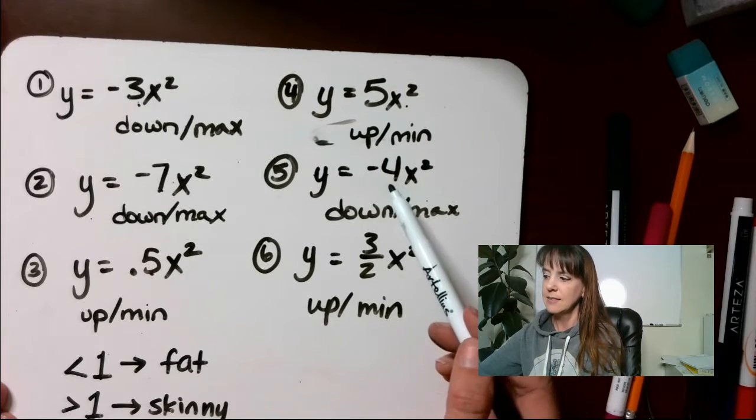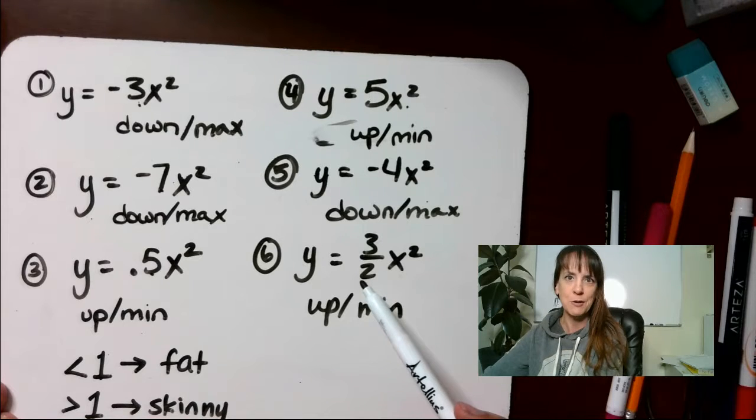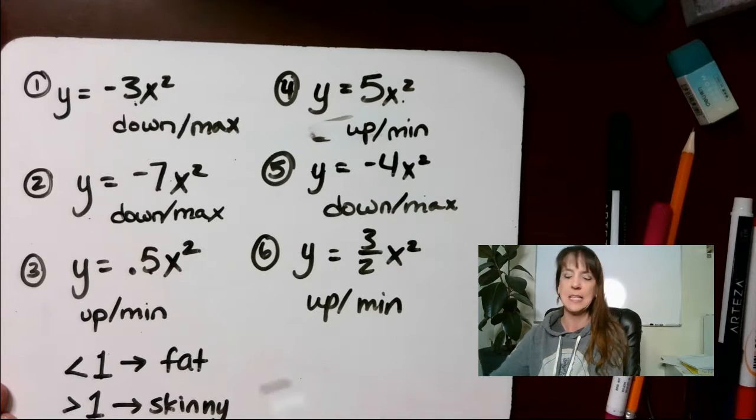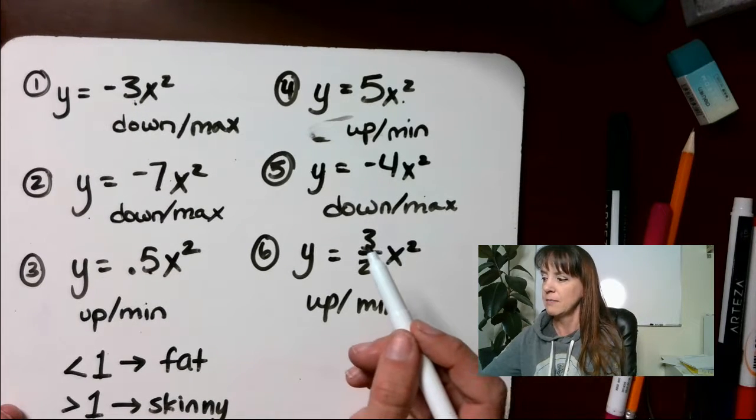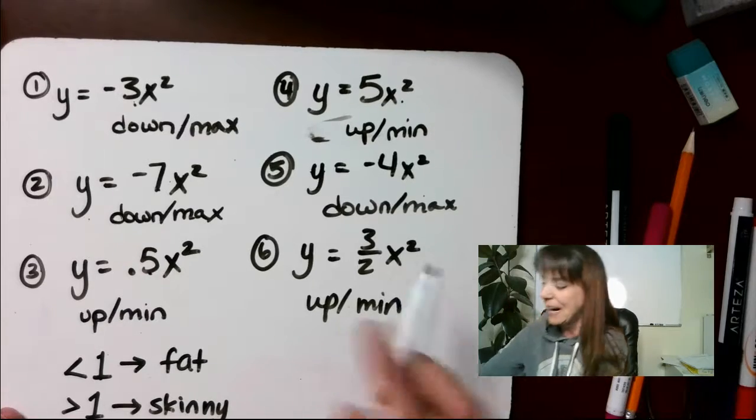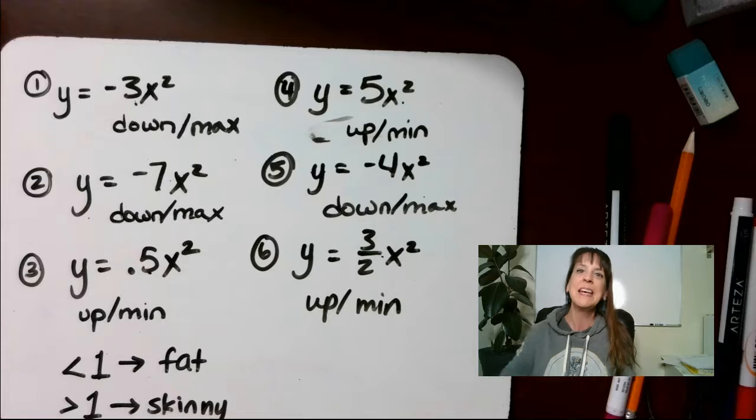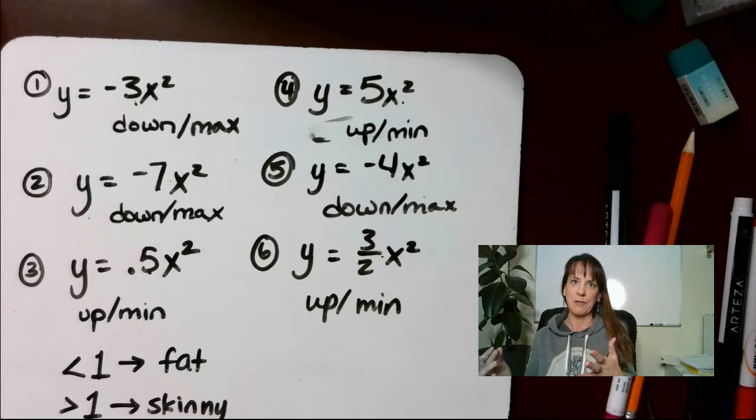This will be skinny, and this looks like a fraction, so you think it's less than 1, but remember, it's actually 1.5. This is an improper fraction. So this one is also going to be skinny. All these are going to be skinny except for this one, and that'll make a little more sense once we start graphing these.